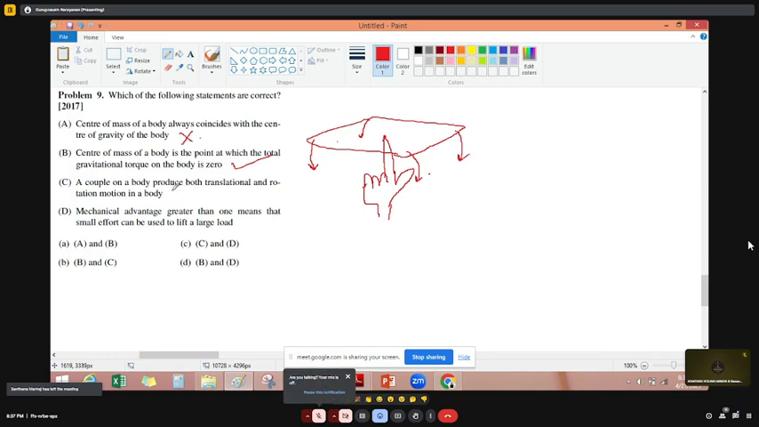Couple on a body produces both translation and rotation? Wrong. It doesn't produce translation. It produces only rotational motion. So that means this is wrong.